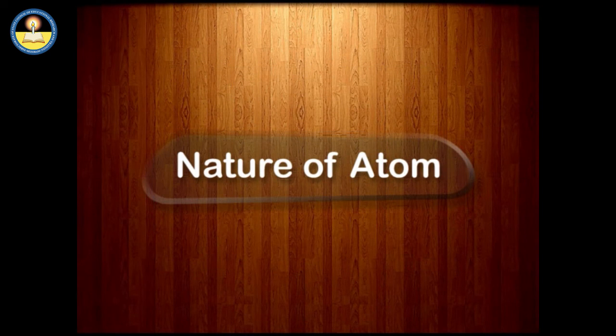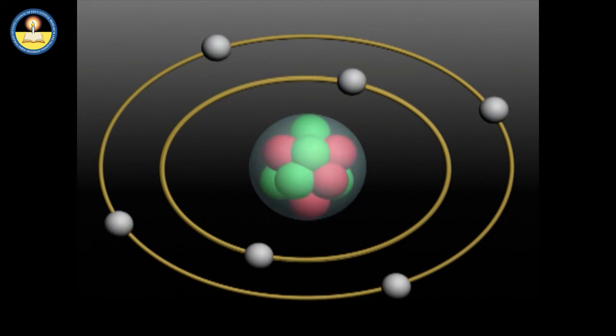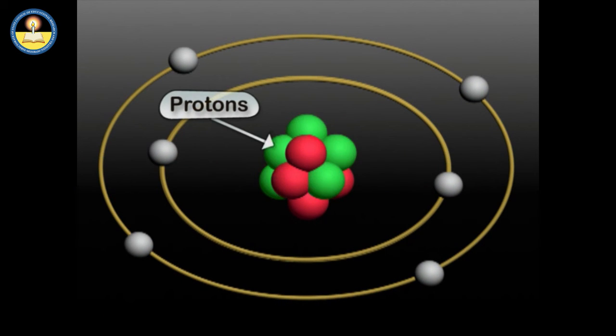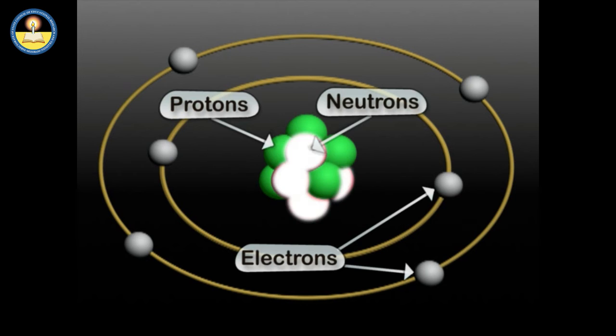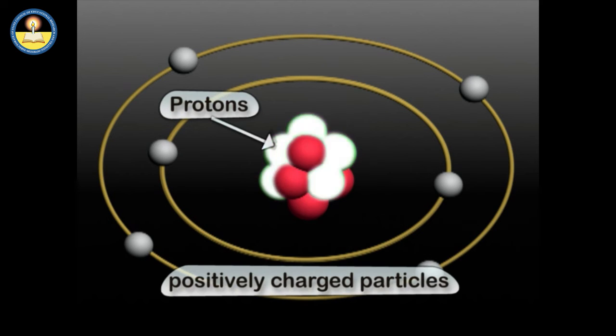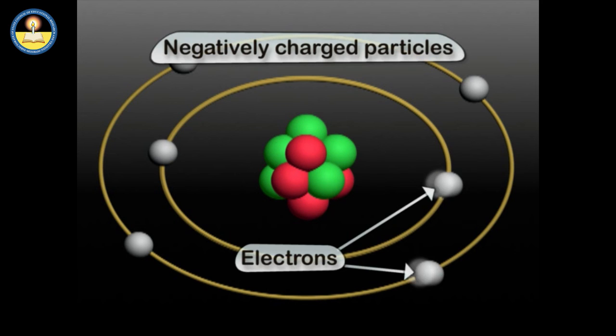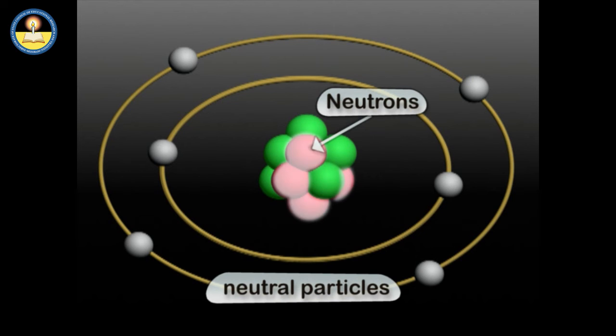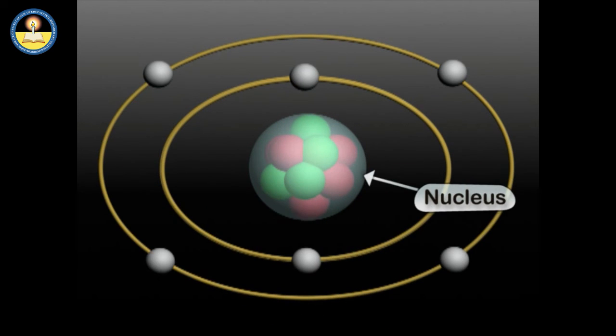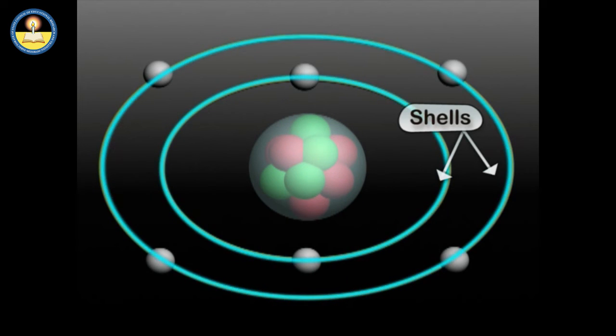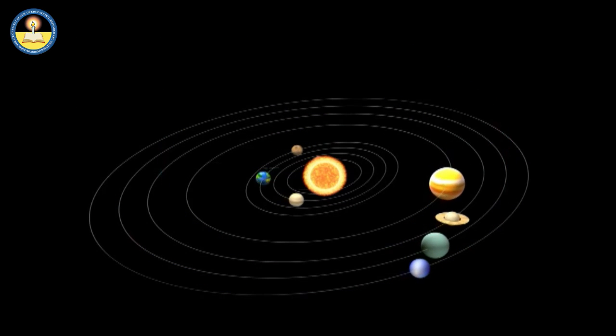Let us now discuss the nature of the atom. Atoms are made up of protons, electrons, and neutrons. Protons are positively charged particles. Electrons are negatively charged particles, and neutrons are neutral. Protons and neutrons are found in the nucleus of the atom, while the electrons are found in the shells.